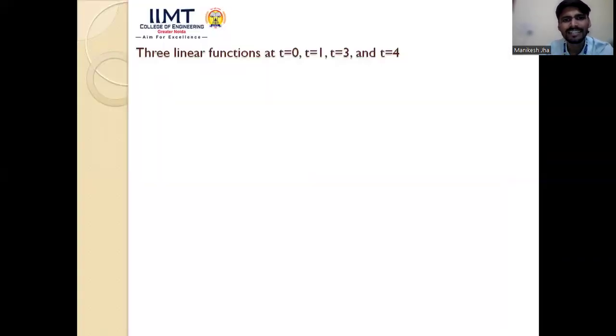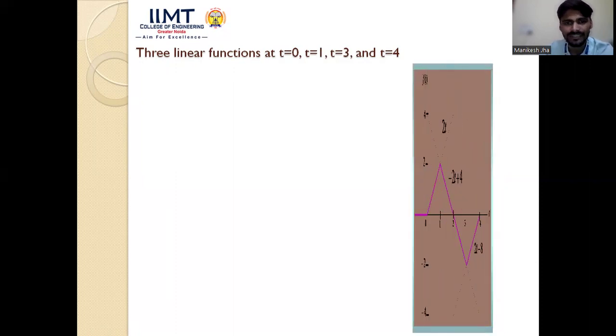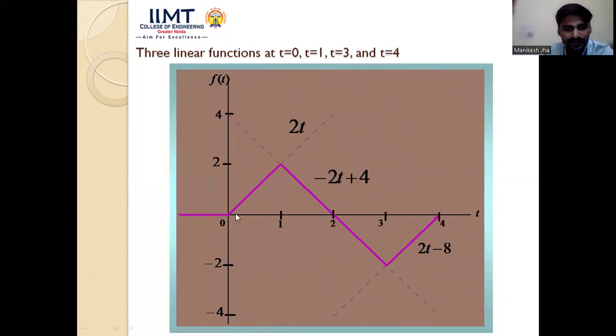So we have 3 linear equations, at t equals 0, t equals 1, t equals 3 and t equals 4. These are the time instants where the slope changes and we get a new line equation. Here, from 0 to 1, what is the line equation? The line equation is 2t. How do we find the line equation? The straight line equation is y equals mx plus c. What is m? m is the slope. How do we find the slope? Slope is y2 minus y1 upon x2 minus x1. This is the formula for finding the slope. From that, for the line from 0 to 1, the line equation is 2t.